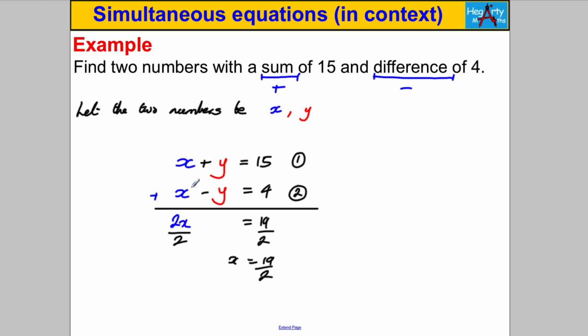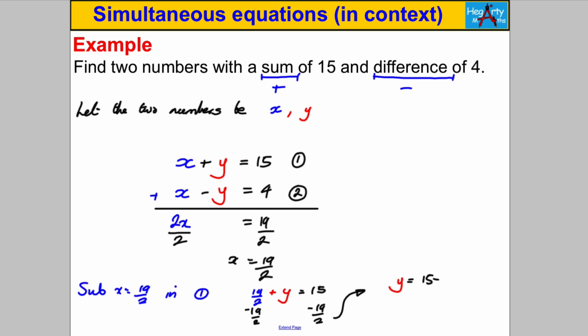Now I need to get myself y, so I'm going to sub x is 19 over 2 into, let's say, equation 1. And what would I get? Well, I'd get 19 over 2 add y is equal to 15. I'm going to subtract 19 over 2 from both sides. So I'm going to subtract 19 over 2 from there and 19 over 2 from there. I better go up here to continue my work. And I would get myself, therefore, that y is going to be 15 subtract 19 over 2.